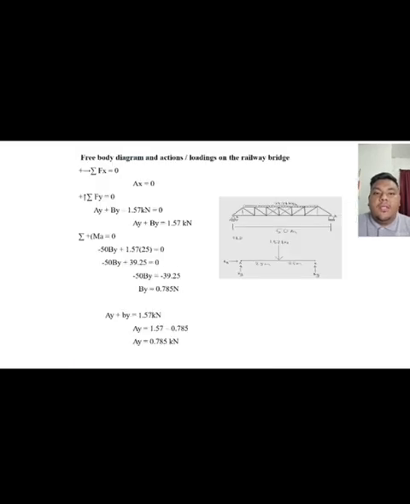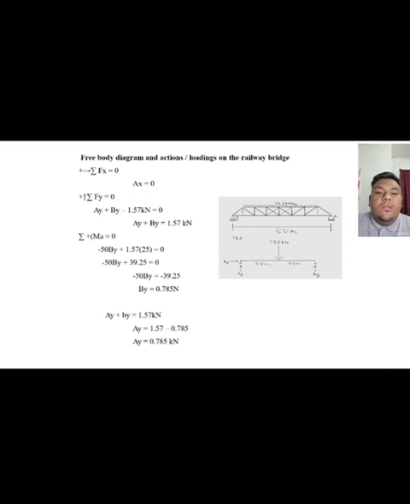Next, we can see the support reaction, which is the sketch of the free body diagram. This bridge structure requires a pin support and a roller support to overcome the forces that the bridge needs to hold. The bridge needs to hold the forces from the vertical part and horizontal part. The force applied at the middle of the bridge is 1.57 kN. So we need to find the force at the x-axis and y-axis.